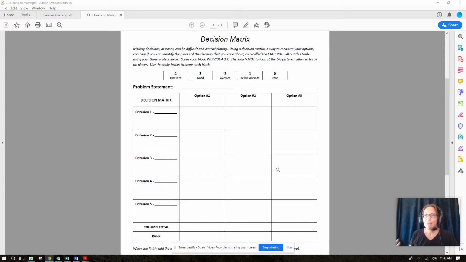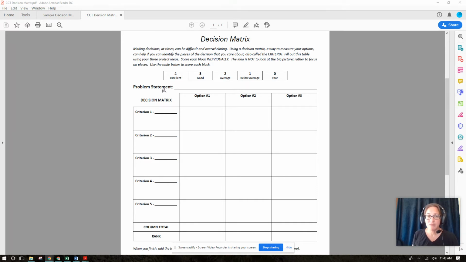So, making decisions can actually be really difficult and overwhelming, especially if they're life-changing decisions, like moving to a different state or buying a car or which college to go to. So I'm going to show you what this matrix is, and then I'm going to show you an example of a matrix that I made up. So here's what you do.